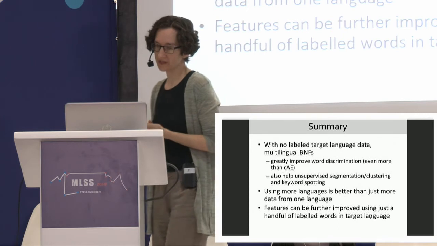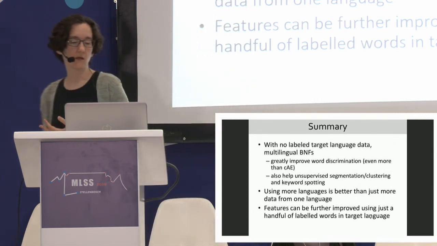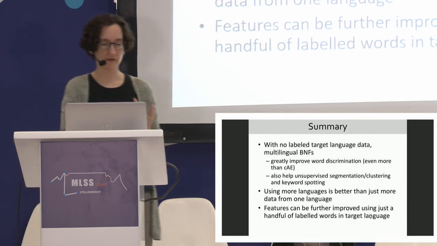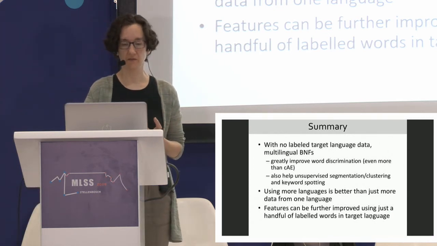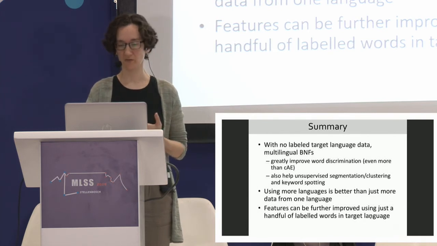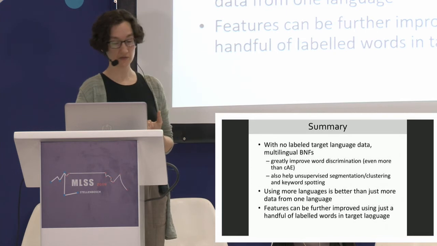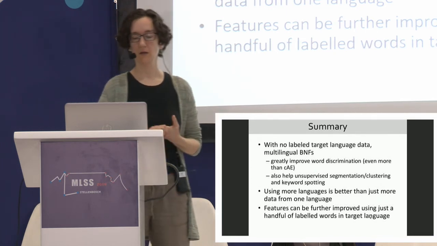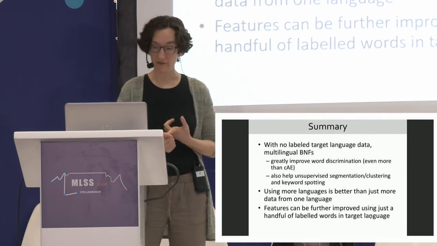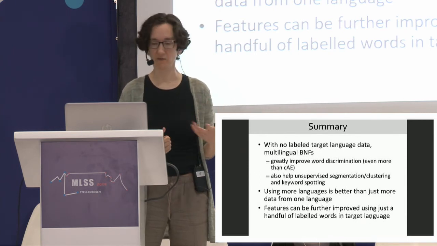So what this is showing is that, with no labeled target language data, this idea of using multilingual BNFs can really improve word discrimination a lot, more even than the correspondence autoencoder. It can help with unsupervised segmentation and clustering, as well as with keyword spotting. We did confirm our hypothesis that using more languages seems to be better than just using more data from a single language.